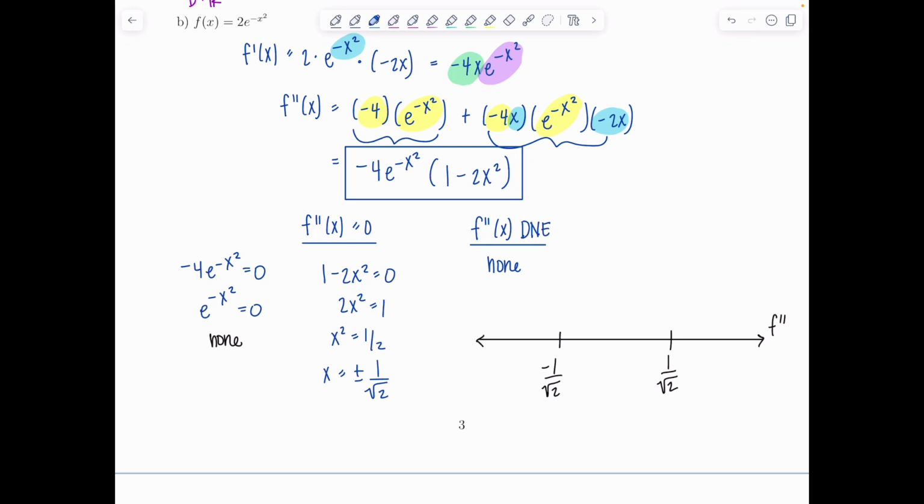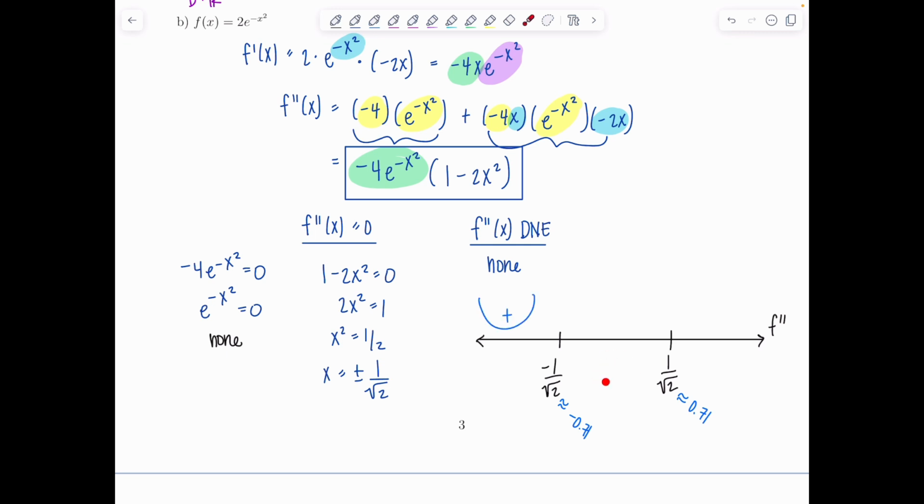If you want to plug it in your calculator, just so you know for testing, this is about negative 0.71, and this is positive 0.71. So I'm plugging into the second derivative, say negative 1. I know e to whatever is not going to be negative, so this is always negative right here. And then I have 1 minus 2 times negative 1 squared. 1 minus 2, that's negative. So negative times negative means the second derivative is positive here. So the graph's concave up.